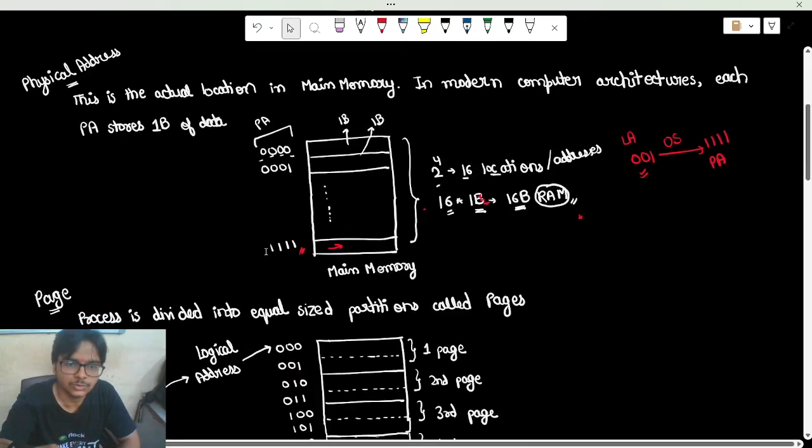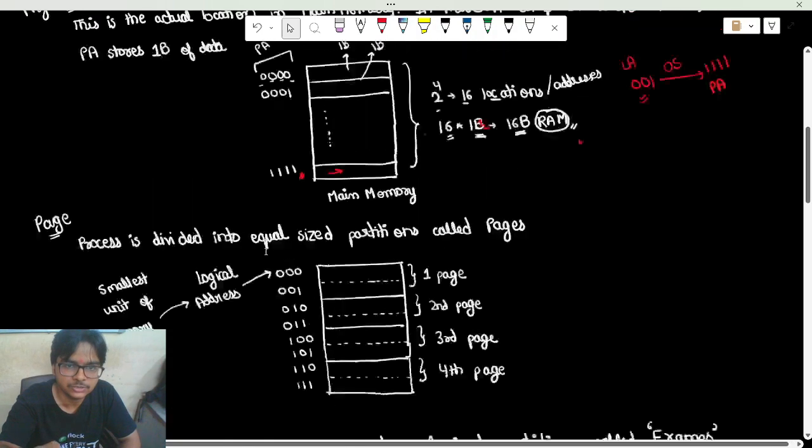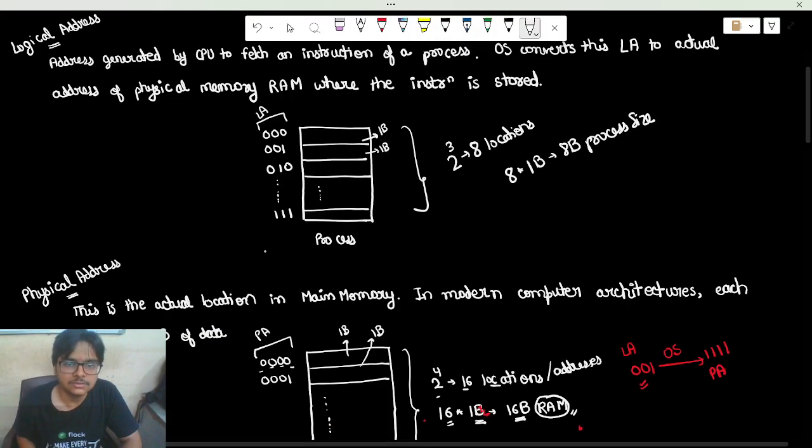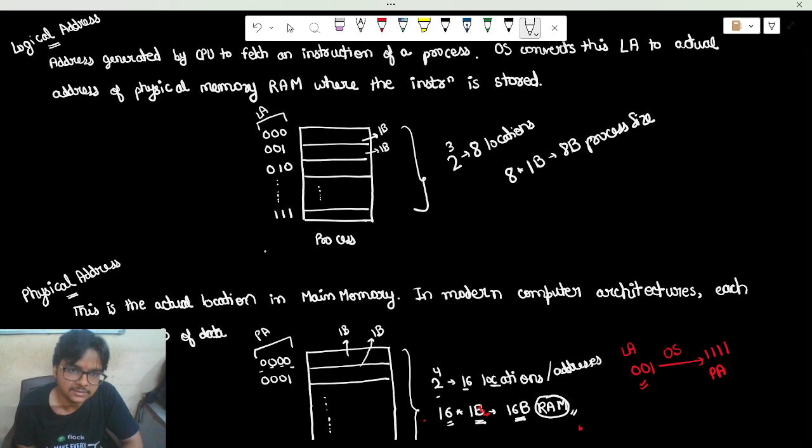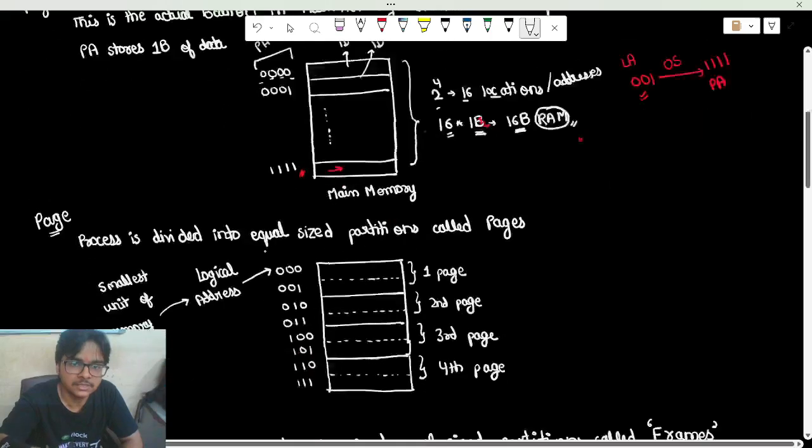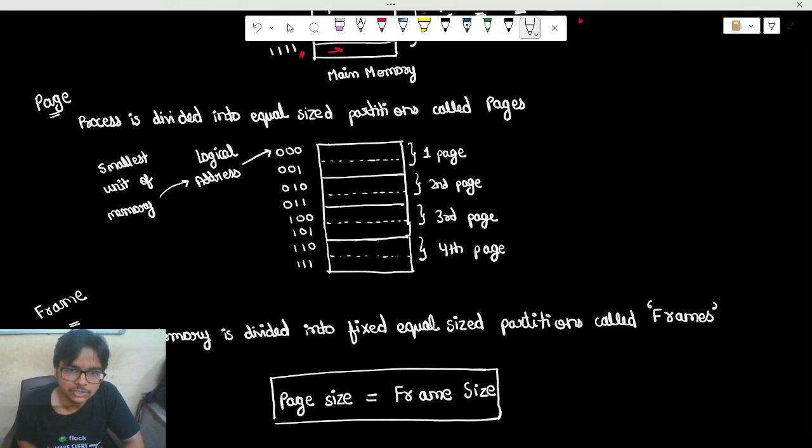Now if you go down, you can see there is a page. This is your process, and this process is divided into fixed size partitions, and this fixed size partition is called a page. A page has multiple logical addresses. Here, 000 and 001 form one page, and the other two addresses form another page. This is a fixed size, and one page is of two addresses, which means 2 bytes is the page size.